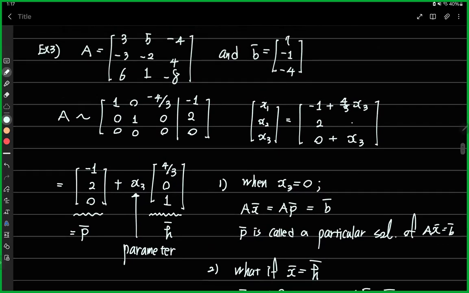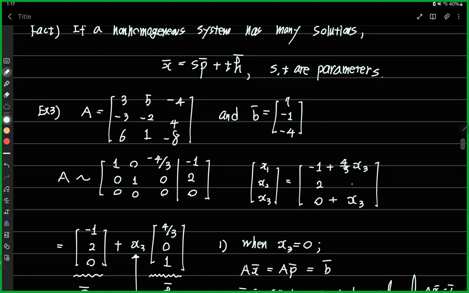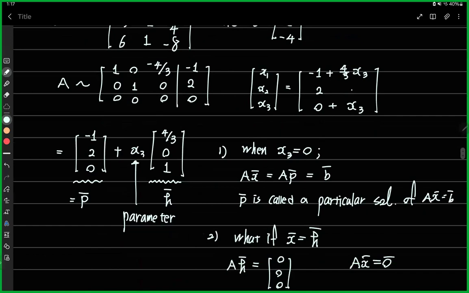So for the non-homogeneous system, assuming that the system has many solutions, the solution set can be expressed as a particular solution plus a solution of the homogeneous system. That is called the superposition principle. It means the solution can be decomposed into two parts: one part is the particular solution, and the other is the solution of the homogeneous system. That's the superposition principle.